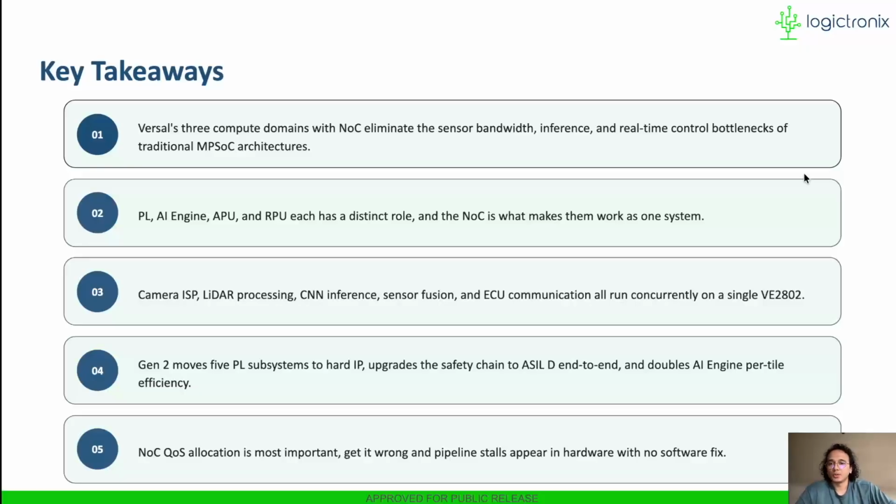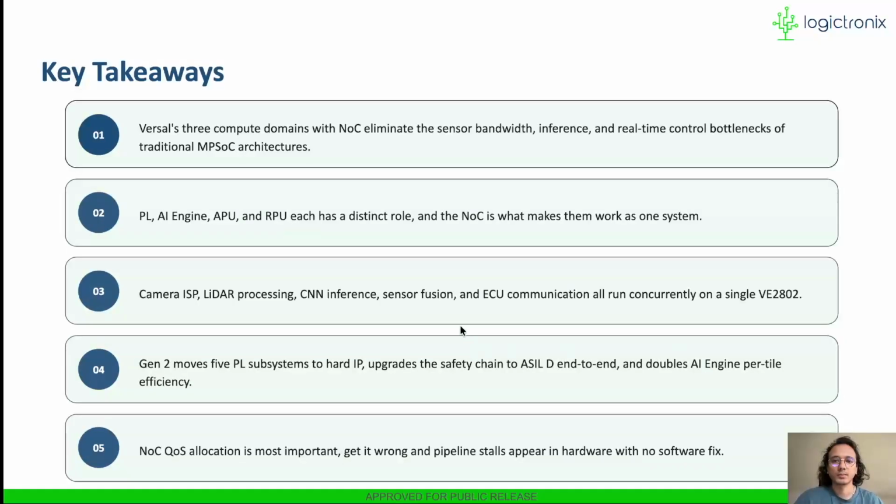The network on chip quality of service allocation is very important. If we get it wrong, we can get some pipeline stalls, and if we're able to optimize, we can just get the right amount of throughput for each of the data routing. So these are the key takeaways in this webinar.